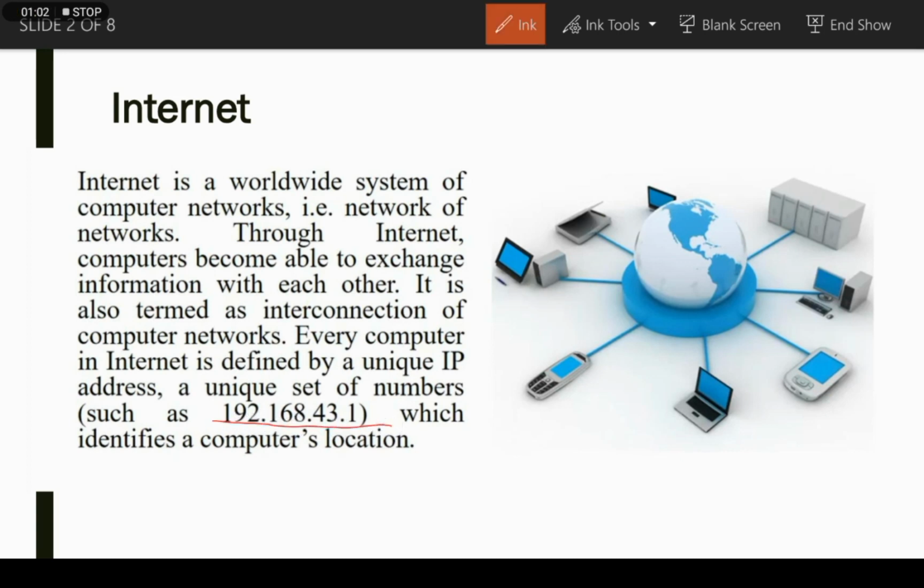Every computer which is connected to a network has a unique set of numbers which is termed as an IP address. So every computer which is connected to the internet has a unique IP address, which identifies the computer's location. So by this IP address we can locate a computer system.